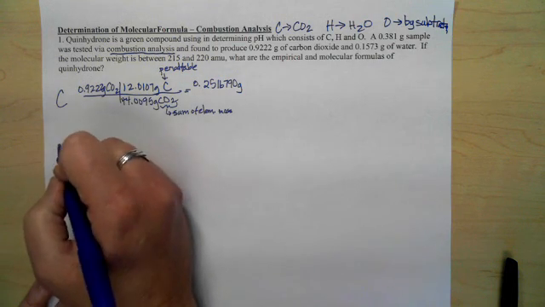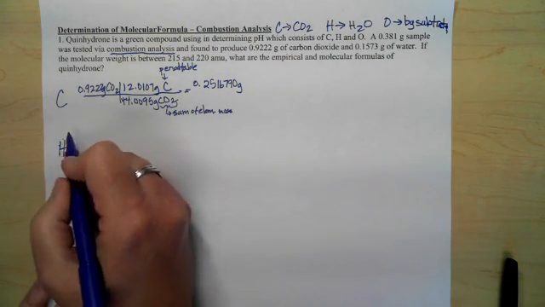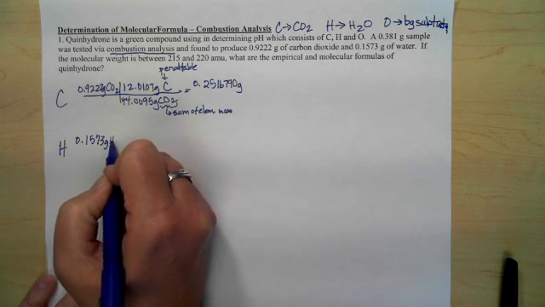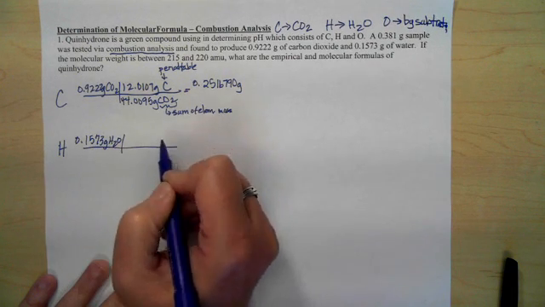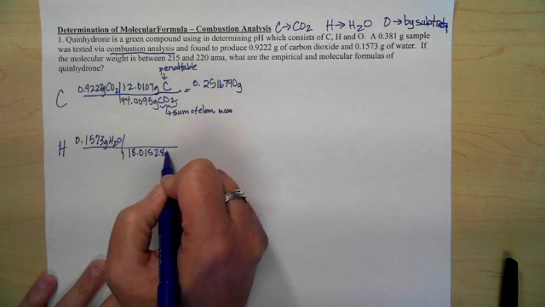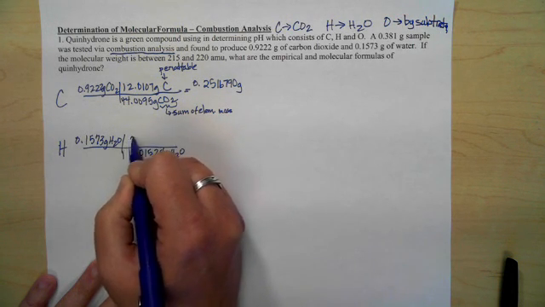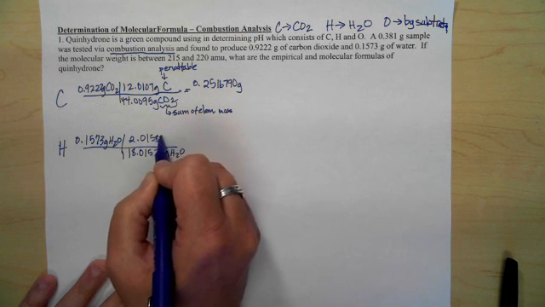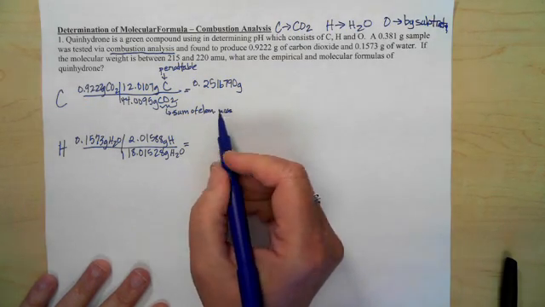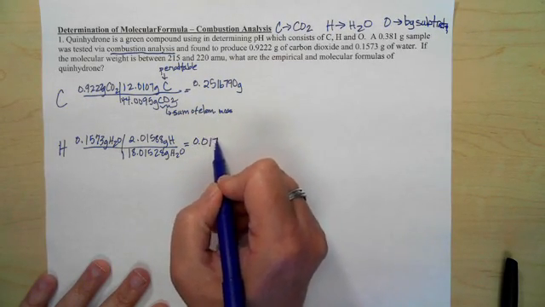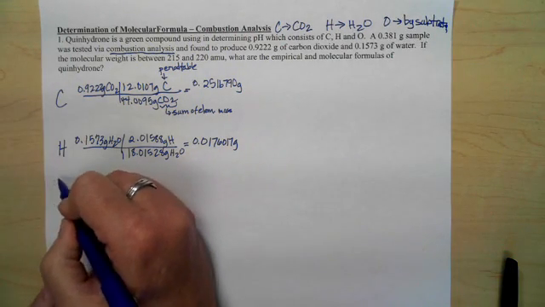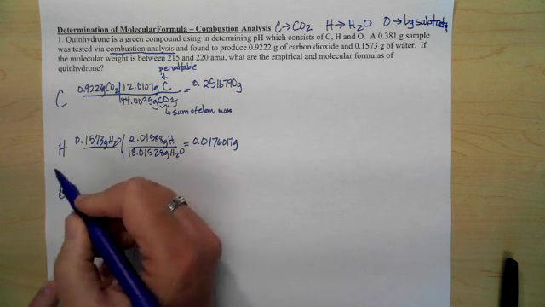So the next one is hydrogen. I'm going to start hydrogen and I'm going to work it all the way left to right. It's 0.1573 grams of water. And we know that for every 18.01528 grams of water, we're going to have 2.01588 grams of hydrogen because there are 2 hydrogens per every water molecule. That leaves us with 0.0176017 grams of hydrogen.